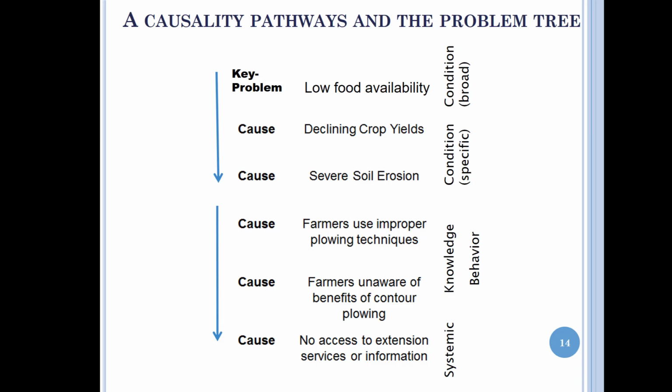The example shows nevertheless the different types of underlying causes you may find, those that are specific to the region in which you are working. For example, low food availability can be found in many regions, but in your region there are specific underlying conditions that are causing this. Here, these are the declining crop yields due to soil erosion.